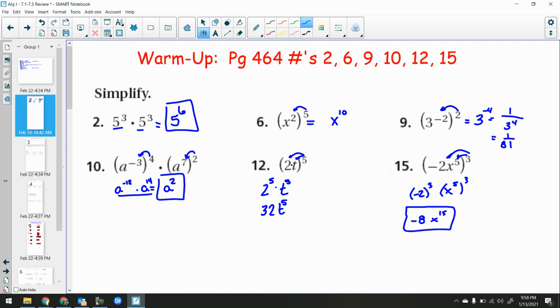That's my answer. Okay, so hopefully we did pretty good on those. If you did not, we will go over the exponent rules and then do a little bit more practice. But if you got all those right, you should be good to go. All right, so let's get out our homework and go through that.